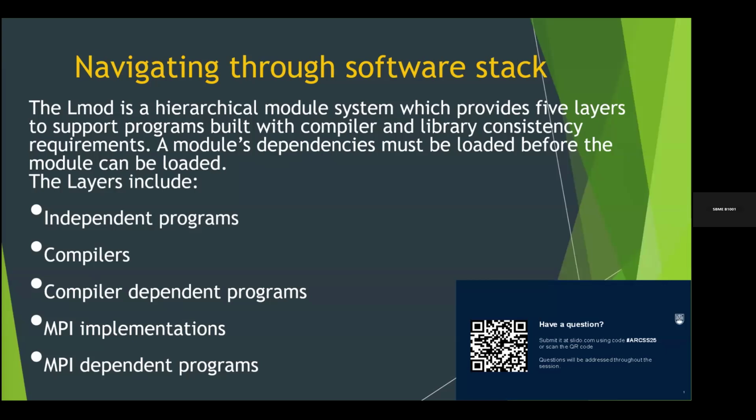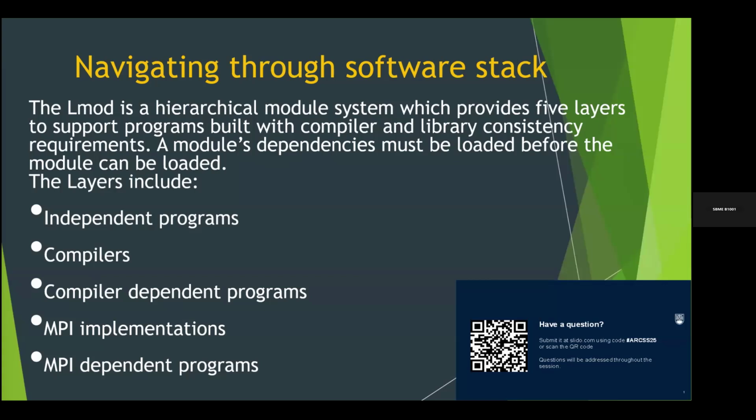And that's another layer. Now, since we have this layer of different compilers installed across the systems, we can also build compiler-dependent programs. Okay, I can build, let's say, GROMACS with the Intel compiler. I can build GROMACS with the GNU compiler. Or I can build some other piece of software using the NVIDIA compiler. Okay, so that's another layer.